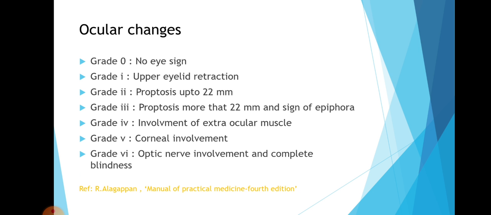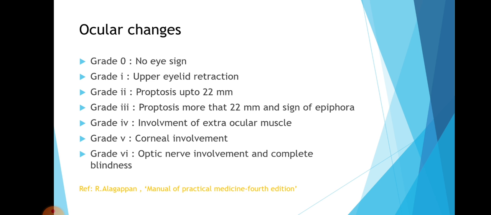Now, ocular changes can also be seen in hyperthyroidism, and they are divided into 6 grades. In grade 0 there is no eye sign. In grade 1, there is upper eyelid retraction. Grade 2, there is proptosis up to 22 millimeter. So what is proptosis? Proptosis means bulging of the eyeball outward. Bulging outward of the eyeball is known as proptosis. So in grade 2, proptosis up to 22 millimeter.